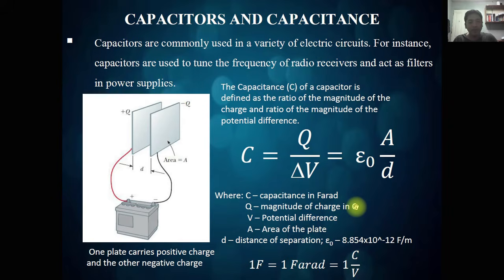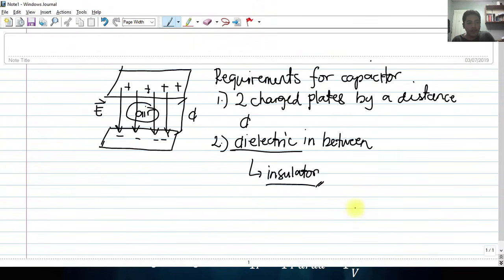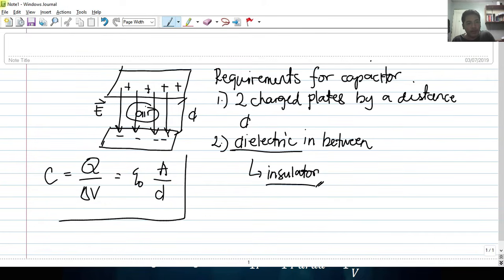So we have two formulas. Let's try to write it down. For capacitance, we have Q over delta V, or it's simply equal to epsilon sub 0 times A over d. This should be our capacitance.